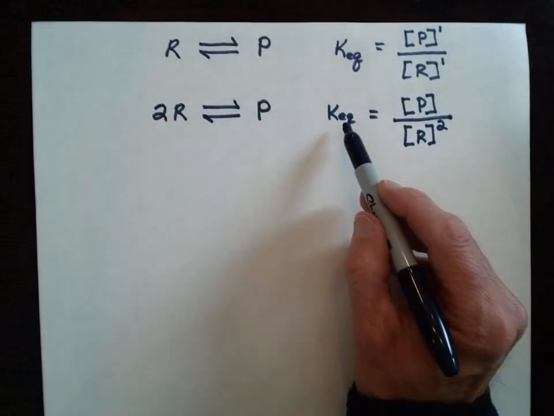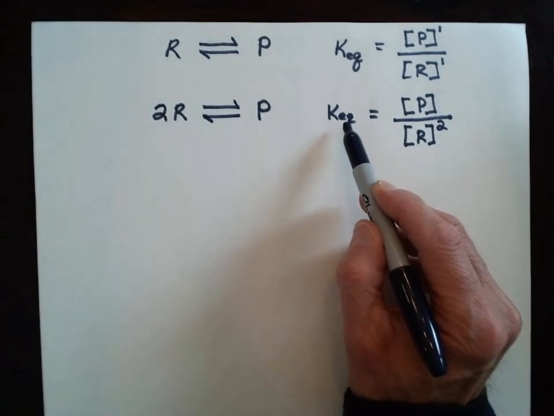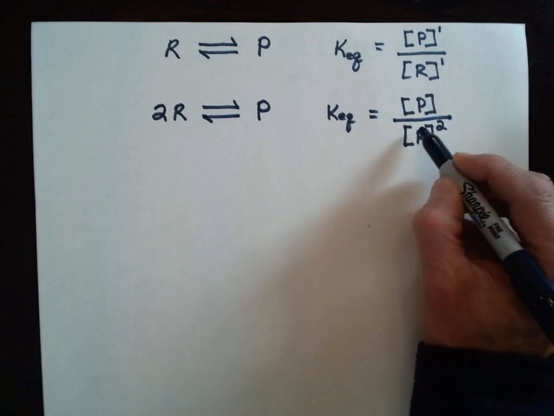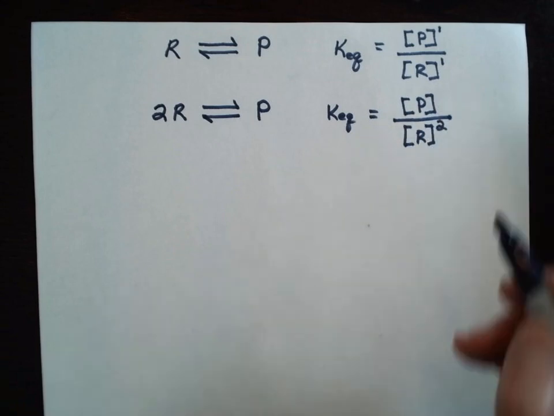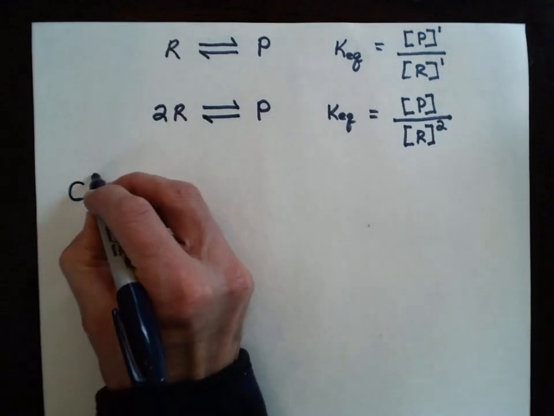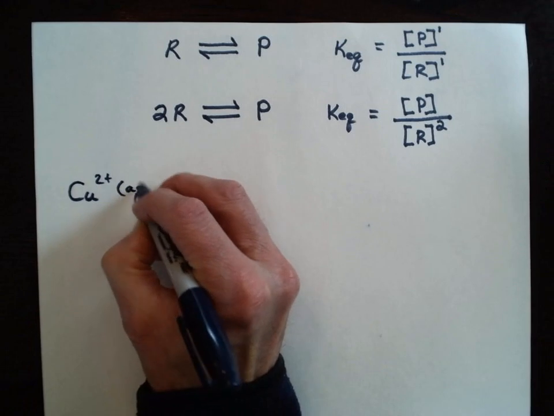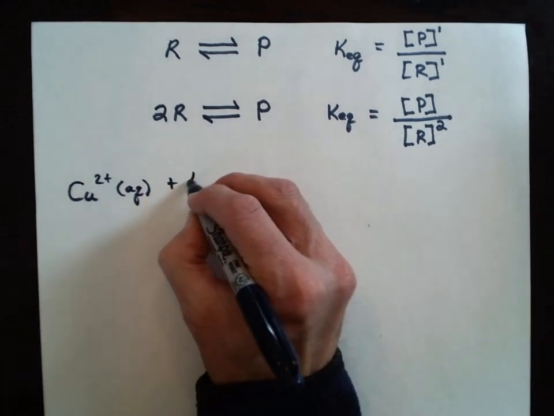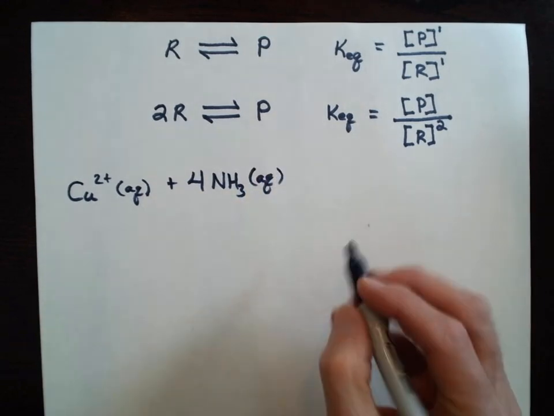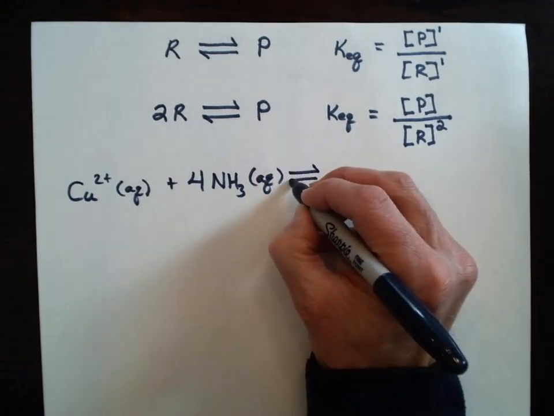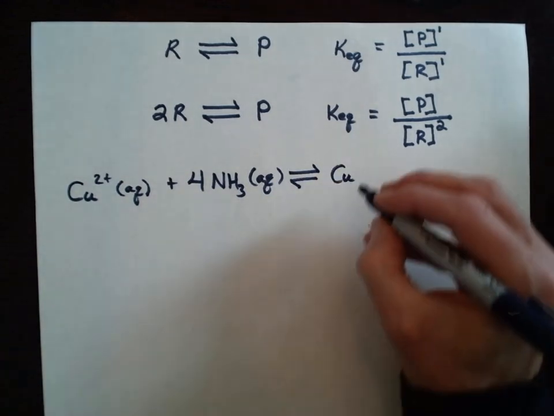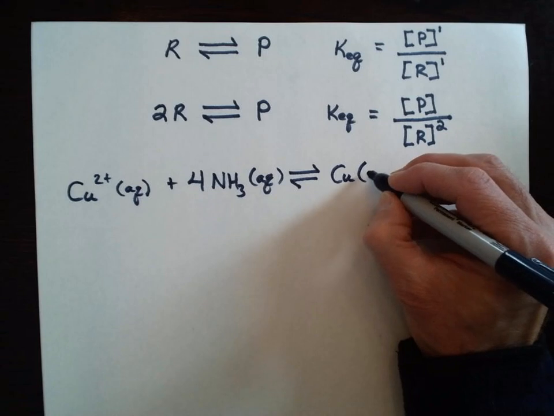So the equilibrium constant expression would be some equilibrium constant value equal to the concentration of the product divided by the concentration of the reactants squared. So we can apply this to a real chemical reaction. We'll take copper 2 ion reacting with 4 molecules of ammonia, all in the aqueous phase, and this can react reversibly to form what's known as a tetraammine copper 2 complex.